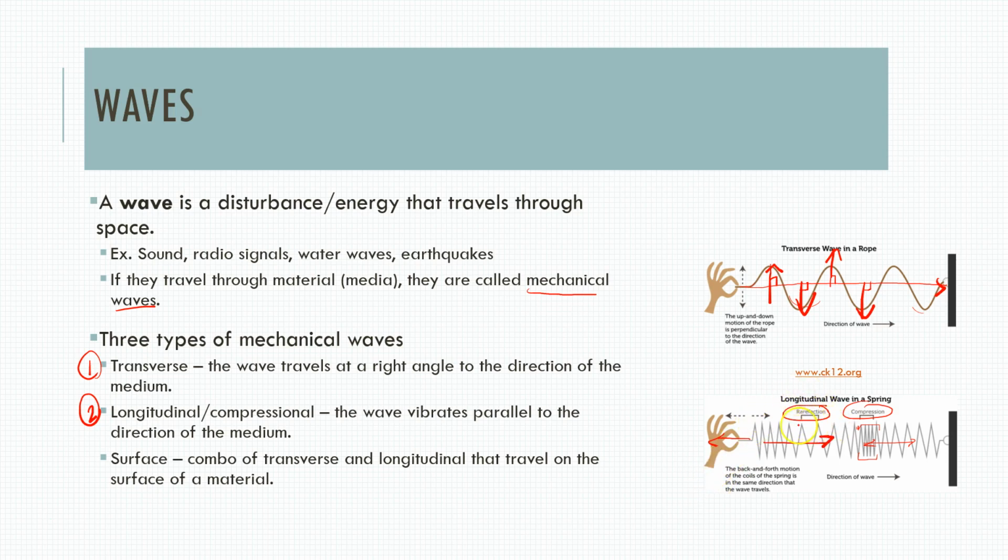The rarefaction are the spread out places, and I'll spell it down here in case you can't see it enough. It is called a rarefaction. I always have students who want to put an R in there and make it a rarefaction, and that is not it. The rarefaction is the spread out part, and then the compression is the smushed together section. We're going to look at this one much more detailed here on the next slide. Thirdly, we have surface waves, which are actually just a combo deal of transverse and longitudinal, or transverse and compressional. You have those occurring at the same time.